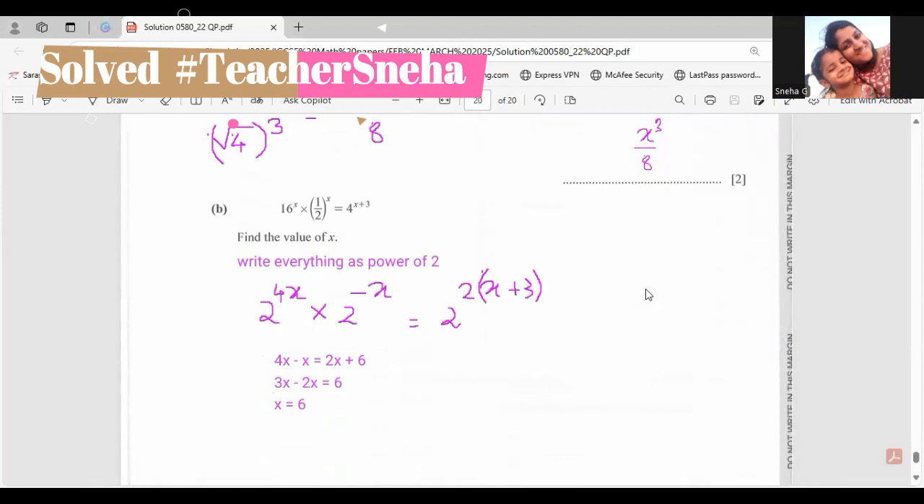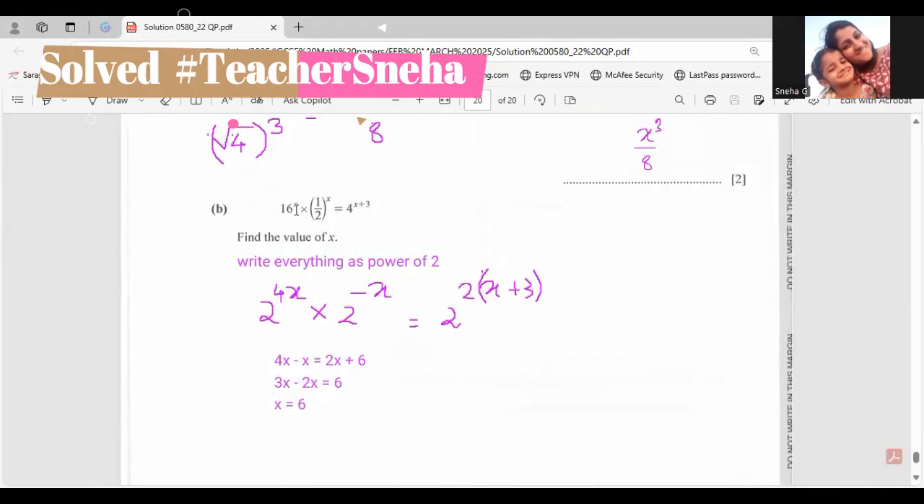Further part of this question, you have been given an equation and you have to work out the value of x using the laws of indices. When we apply laws of indices, we need all of the bases the same. So here the base is 16, here the base is 1/2, and here the base is 4. We will convert all of these to the power of 2, meaning we will make all the bases 2.